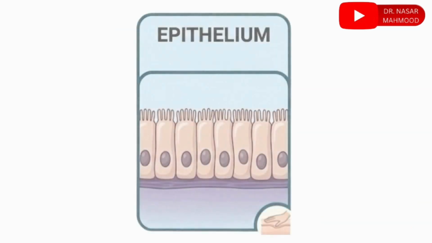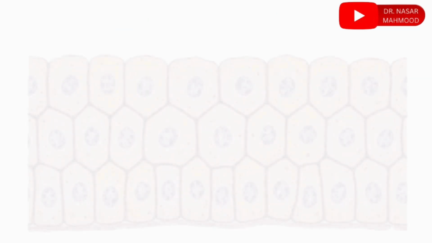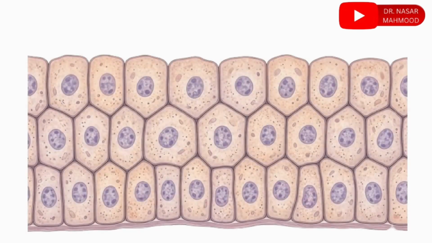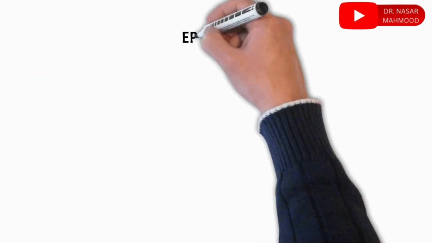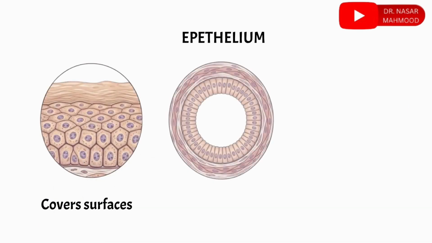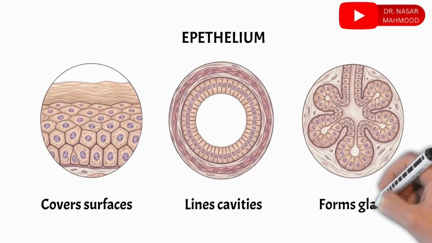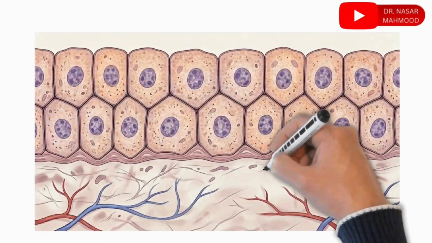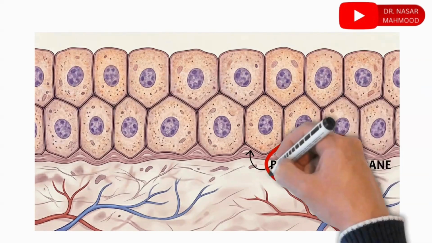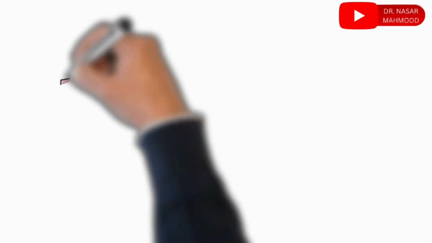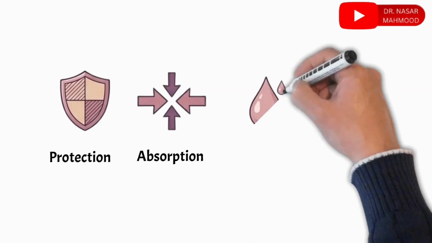Let's start with epithelium. If you look closely here in the first layer, notice the cells are tightly packed together and there's very little space between them. Now the epithelium covers surfaces, it lines cavities, and it forms glands. It always sits on the basement membrane and it has no blood vessels of its own. The tissue is designed for protection, absorption, secretion, and filtration.